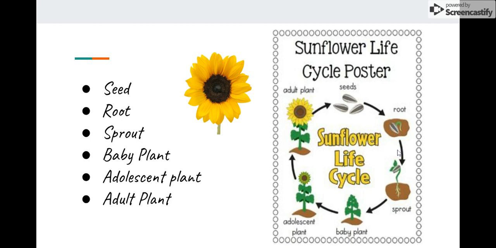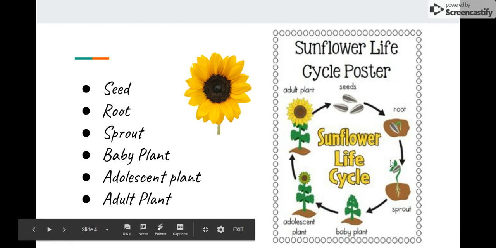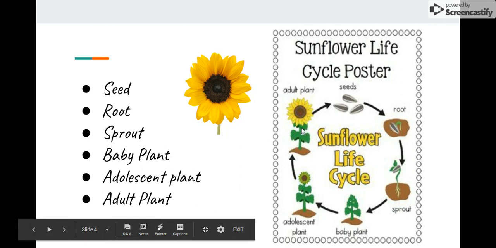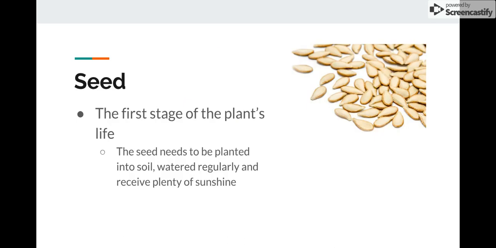Then that root changes into a sprout, and you can see that there's a little bit of leafy greenage. Then it changes into a baby plant. The baby plant isn't quite a full-grown plant. Then we transition one more time to an adolescent plant, then to an adult plant. And then that adult plant makes its own seed. So it's a big cycle.